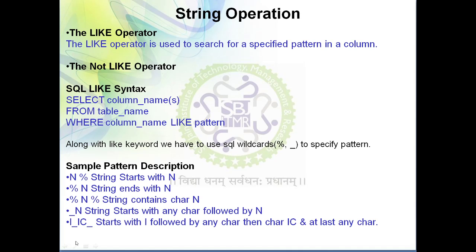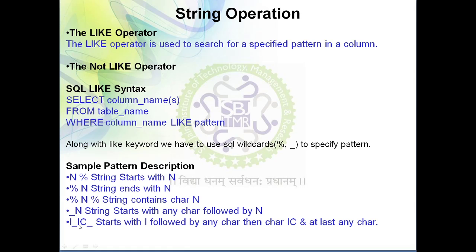Suppose instead of using underscore I specify percent, that means 0 or more characters, that means 2 characters, 3 characters. But when you specify underscore, it means exactly 1 character. That means in this pattern I want exactly 1 character before character N. That's what it is used for: a string that starts with any character followed by capital N.